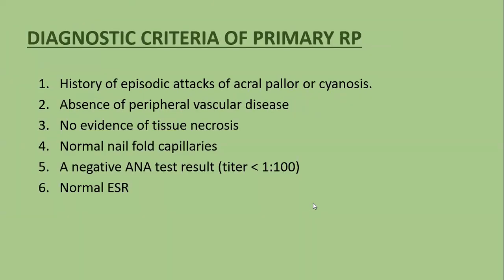The diagnostic criteria of primary Raynaud's phenomenon. There is history of episodic attacks of acral pallor and cyanosis. There is absence of any peripheral vascular disease. No evidence of tissue necrosis. Normal nail fold capillaries. Negative ANA test and normal ESR.